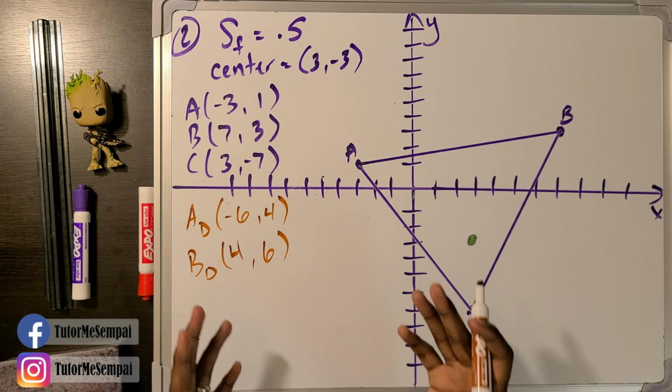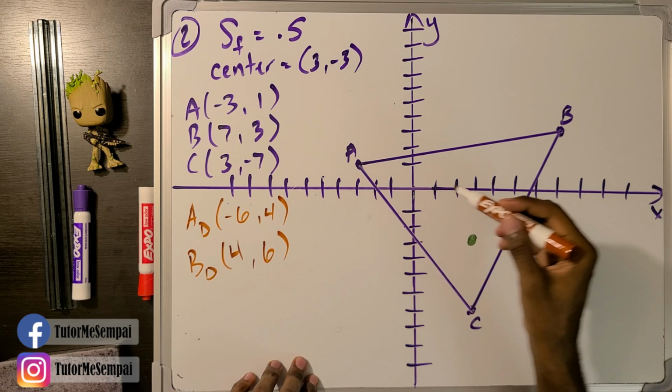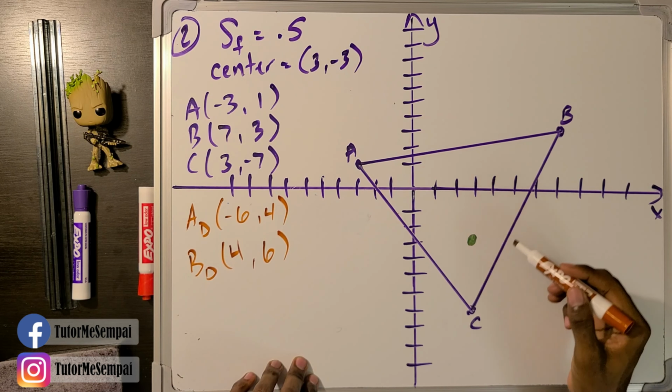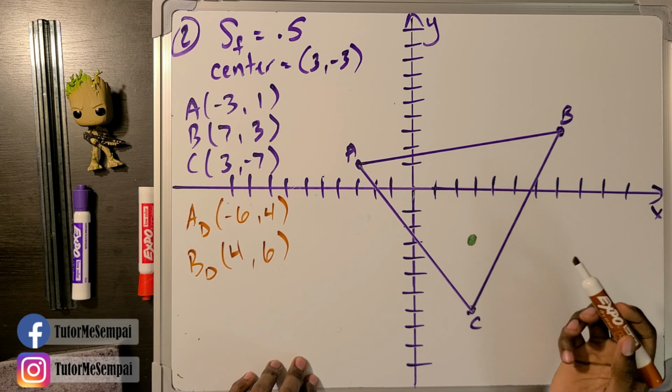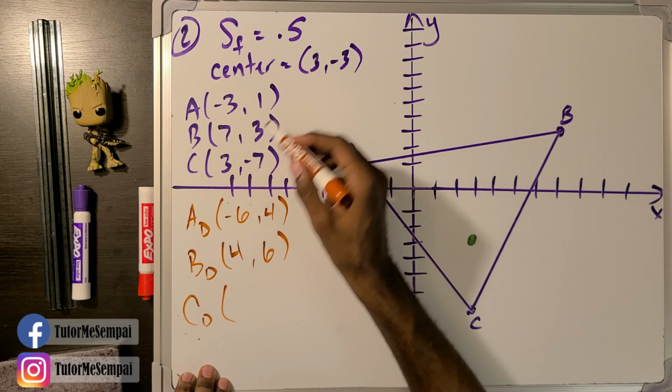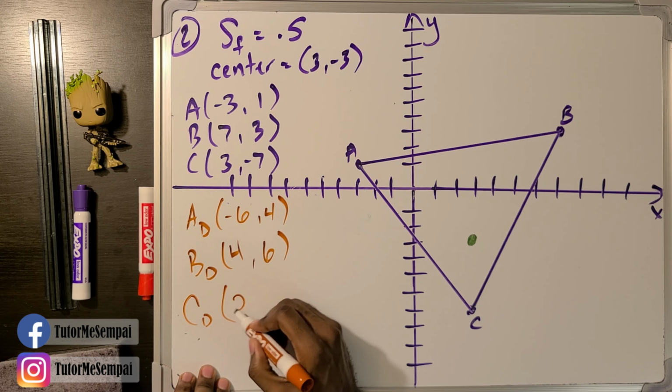And you can always double check this work by simply counting it out. You can always do it the long way and make sure you understand what we're doing. What is that C distance? So 3 minus 3 is going to be 0.